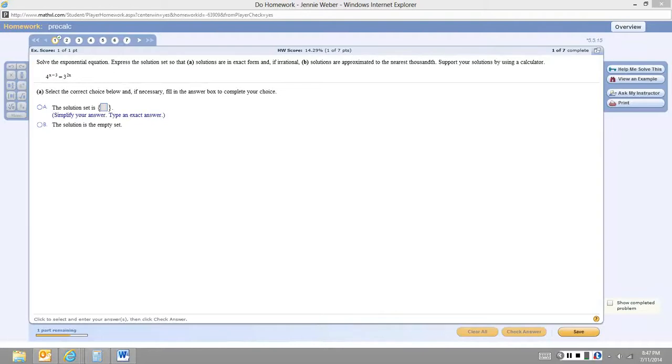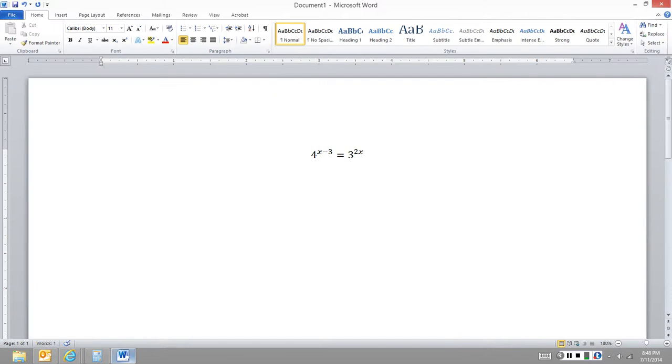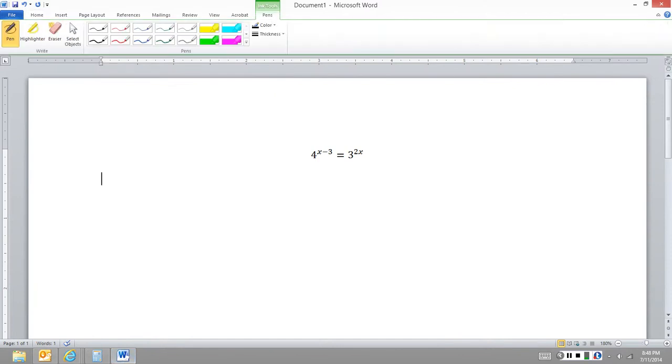Okay, we are asked to solve this exponential equation, and we're first to express the answer in exact form, and if irrational, solutions are approximated to the nearest thousandth. So, to solve this, we are going to use logs. I'm going to take the log of each side, because as long as you do the same thing to each side, you can do anything you want.